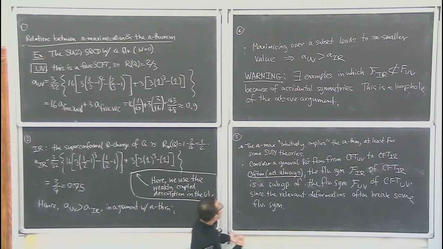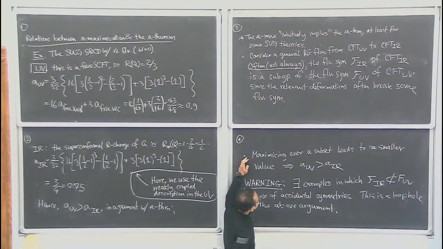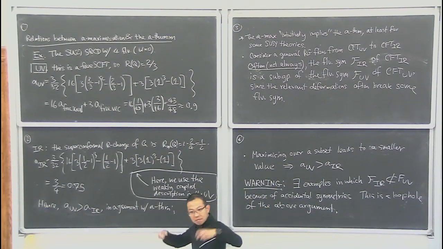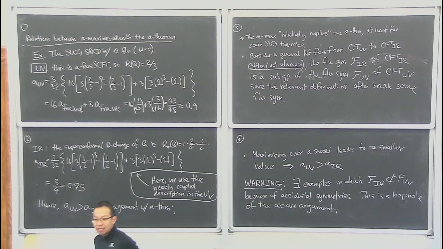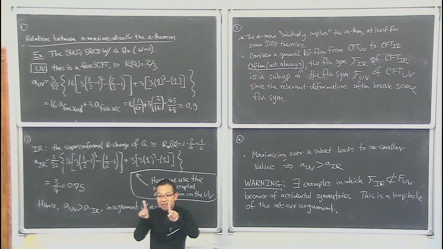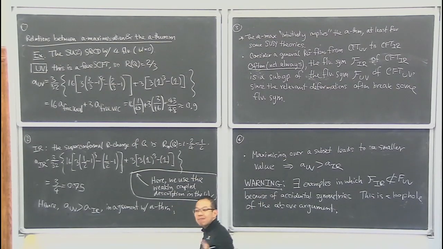However, suppose you assume that this is true, then you observe that you maximize over a subset of a smaller one. This usually leads to a smaller number, right? Because FIR is a subset of FUV, so you remember you have to maximize over S. And if you maximize over a smaller set, you get a smaller A. So this is the intuition.